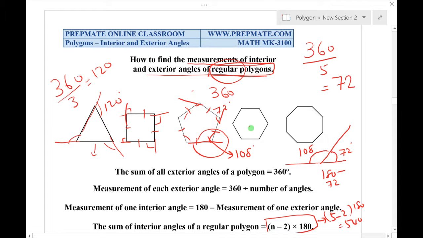Let's try to find out the measurement of each one of the interior angles of a hexagon, and also the sum of all the interior angles of a hexagon. So as we know, there are 6 exterior angles in a hexagon, and the sum of all 6 of them should be 360, and if we divide this by 6, that's going to be 60. So each exterior angle will measure 60, and each interior angle will measure the supplementary value of 60, which is 180 minus 60, that's going to be 120.